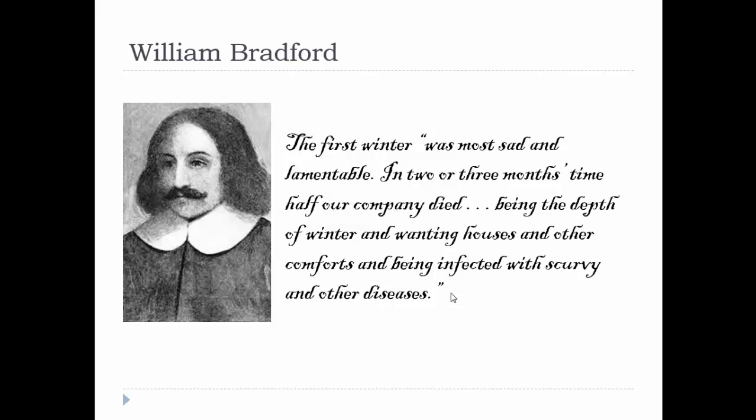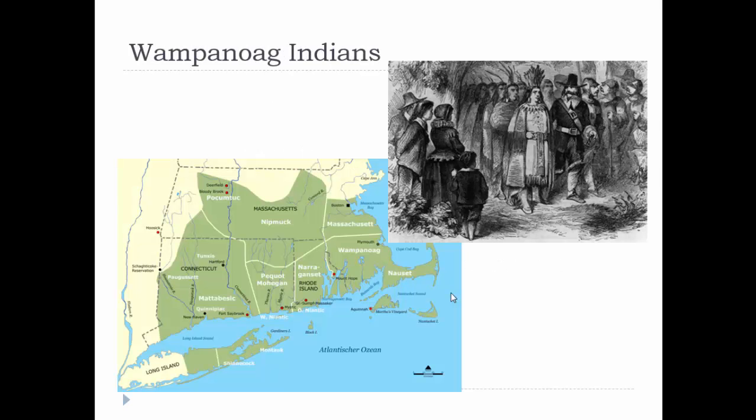So scurvy is a lack of vitamin C. It's a vitamin C deficiency, probably a lack of fresh fruits and vegetables and things like that. So it's not going well for the Pilgrims, much like the Jamestown settlers. And that's where the Wampanoag Indians come in.